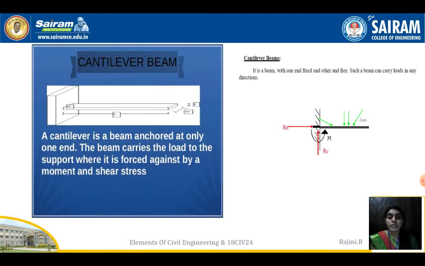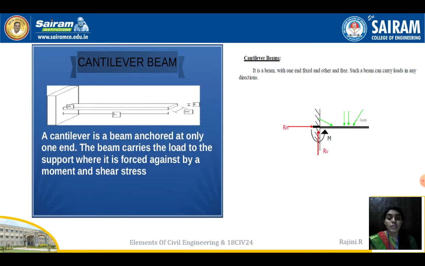Next one, cantilever beam. How will the cantilever look? You can see it is used with a fixed support, right? See this fixed support. A cantilever beam looks like one side fixed and one side free. So it will look like this. The cantilever beam is anchored at only one end. The beam carries a load to the support where it is resisted by moment and shear stress.